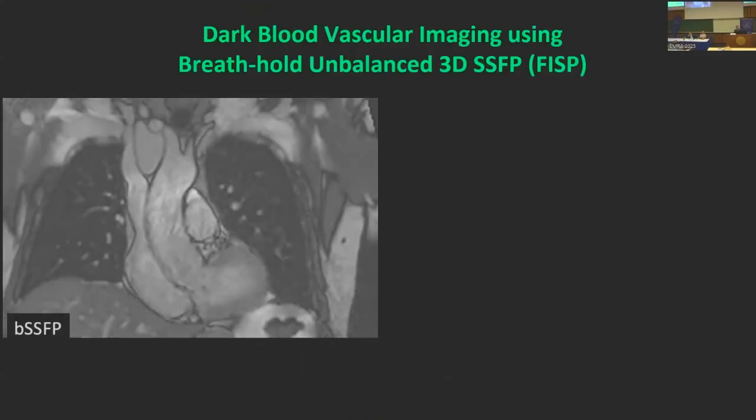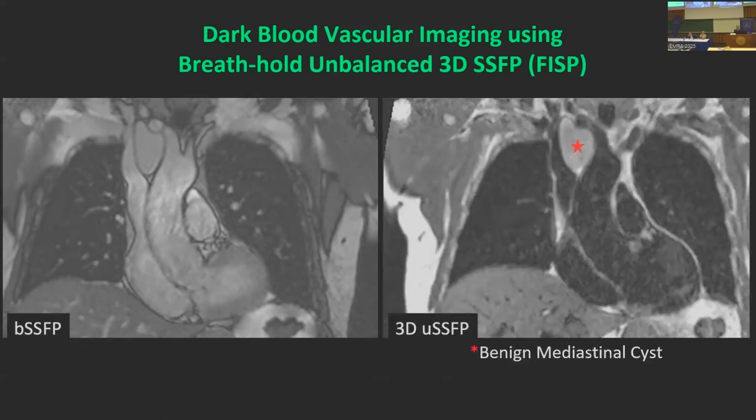You can do other approaches, also steady state free precession, to actually get rid of the flow signal. This is basically a FISP technique, which is about a 40-year-old technique, but now implemented much better. Here we can see a lesion much better seen after suppressing the blood flow.